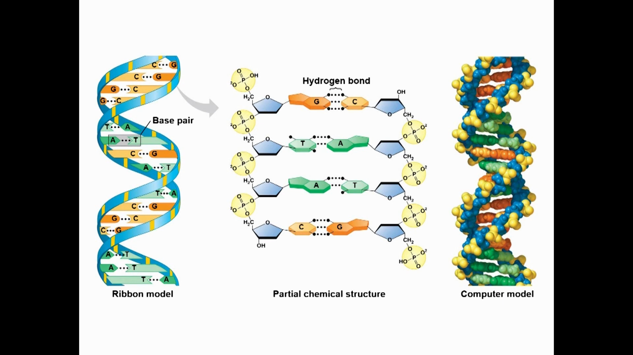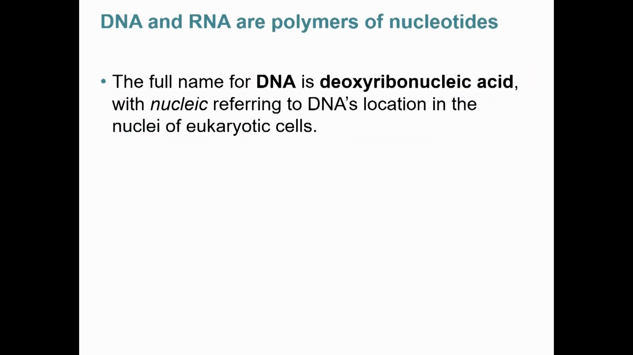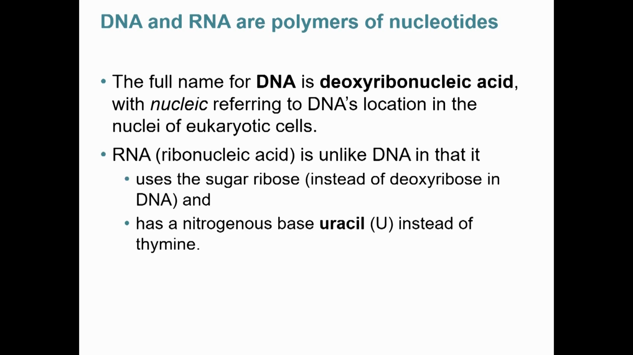The full name of DNA is deoxyribonucleic acid, with nucleic referring to DNA's location in the nuclei of the eukaryotic cell itself. RNA, ribonucleic acid, is unlike DNA in that it uses a different sugar. So that sugar is going to be ribose instead of deoxyribose. It also has a different nitrogenous base, that's going to be uracil, and that will replace thymine. Otherwise, their structures are extremely similar.